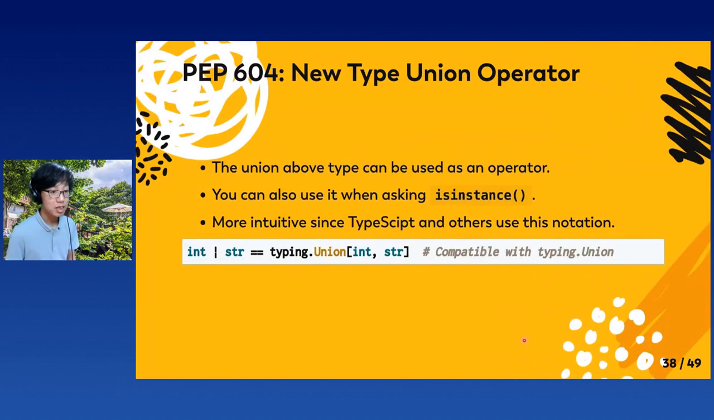Okay, it has come up many times before. It is the union type operator. Using a vertical bar, or pipe, you can use shorthand for typing.Union. You can also use it with isinstance. Yes, it's a bit useful. It increases readability.